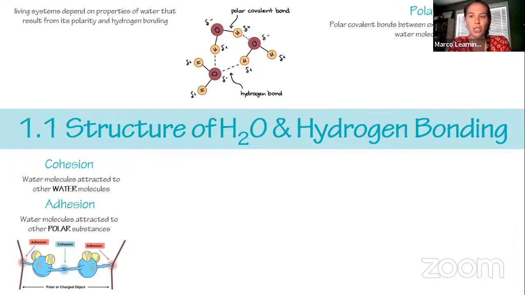The second thing is adhesion, water being attracted to other polar substances. Here you can see that the water molecule is attracted to the sides of this tube. The same thing happens when you look at a meniscus. If you're looking at a graduated cylinder, you know how the water climbs the sides? That's because glass is polar.